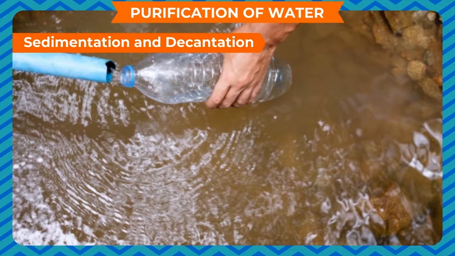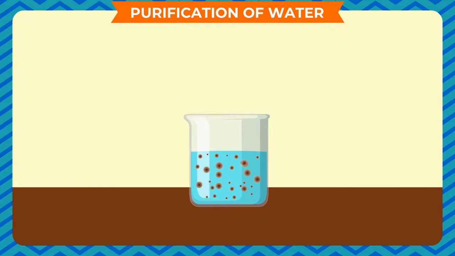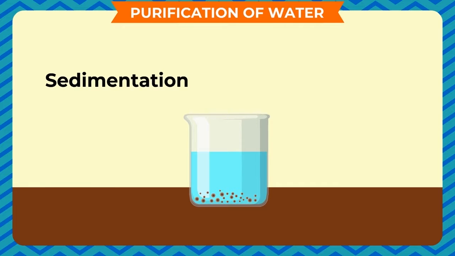Sedimentation and decantation. Take some polluted water in a beaker. Keep this beaker undisturbed for a while so that the insoluble impurities settle down at the bottom of the beaker. This process of settling down of the insoluble or heavier impurities at the bottom is called sedimentation.